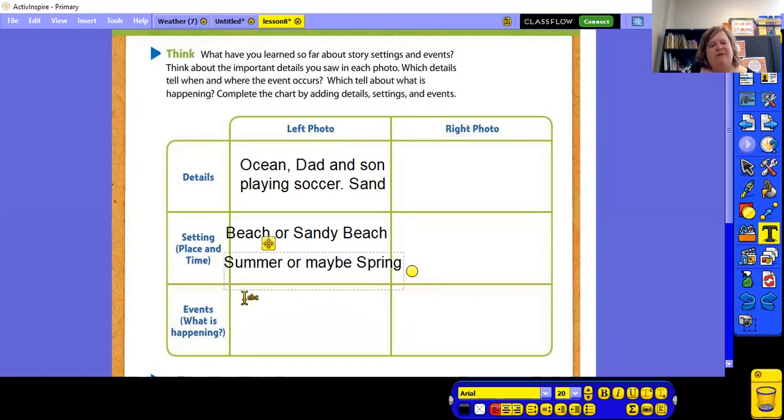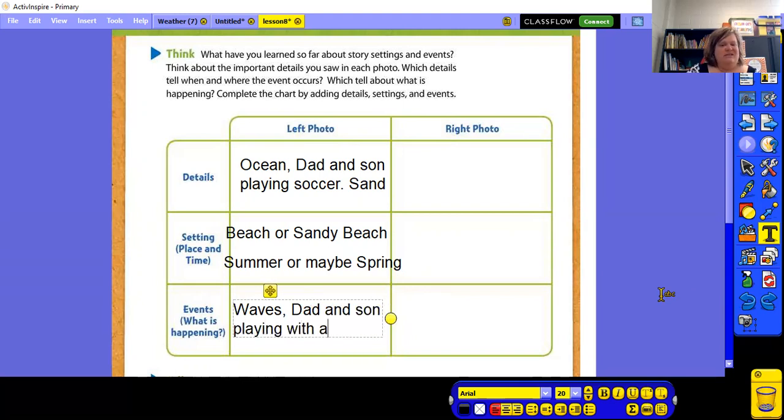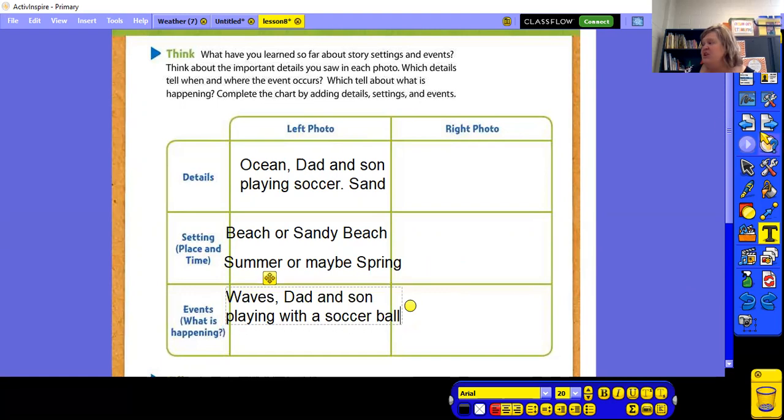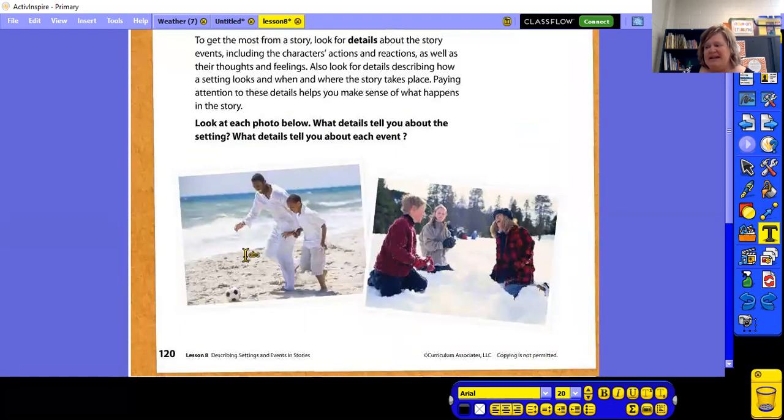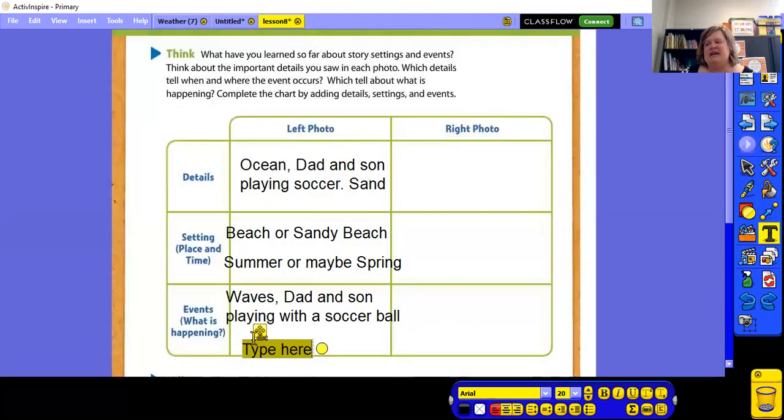And what events are happening? Well, I could say in that picture, I saw waves. Waves were happening. And I saw dad and son playing with a soccer ball. I also may say it looks like they're having fun. They're running down the beach. Even though they're playing soccer, they look like they're running and chasing each other down the beach. They're definitely having a great time.